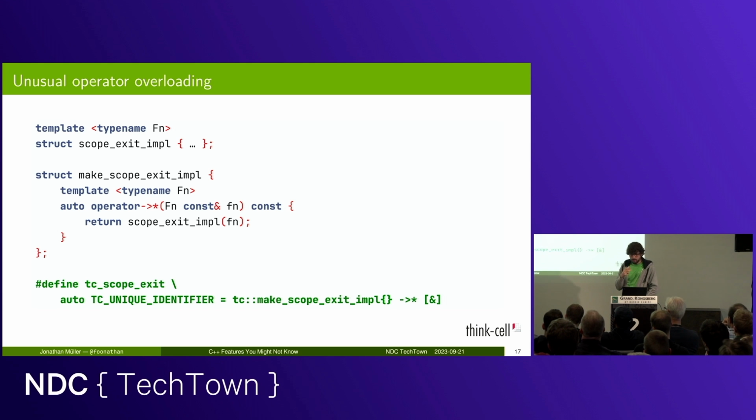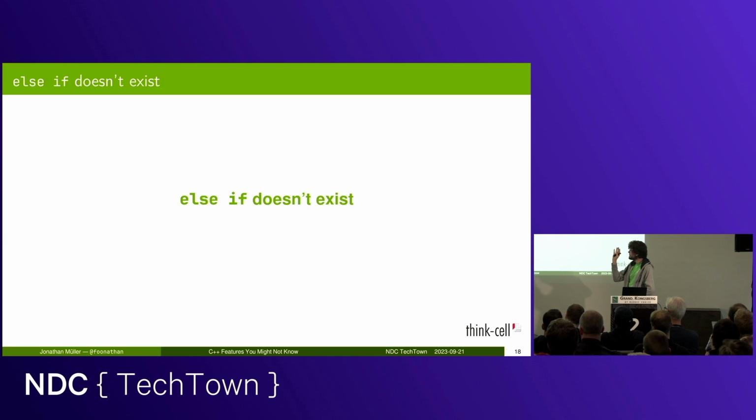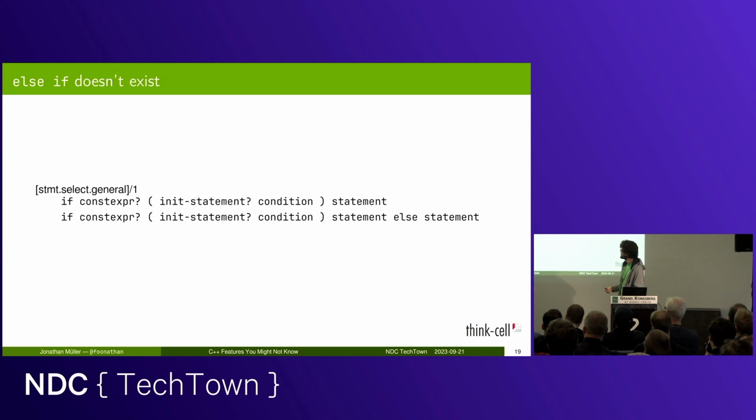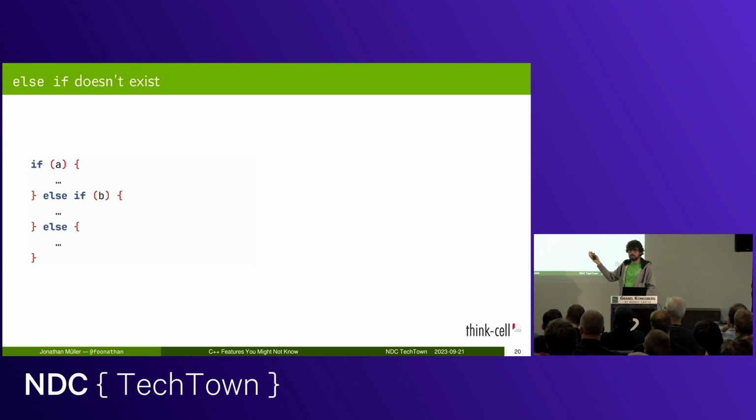So this was almost too useful, so let's talk about else if. Else if doesn't actually exist. And this is the grammar. For if statements, we've got an if, and we've got an if else. There is no else if. But you can write else if, right? So what's actually going on here?